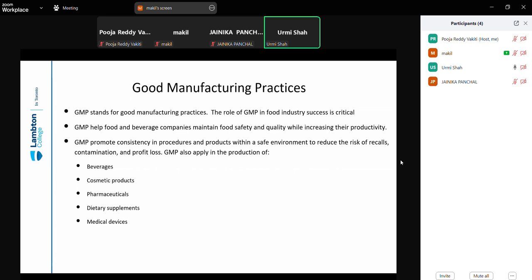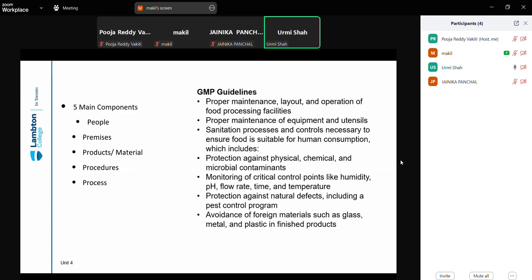For the food industry, GMP helps to maintain food safety and quality while increasing productivity, because if the quality of a product is not good, even if it's cheaper, nobody is going to buy it. Quality is one of the important criteria that every food and beverage manufacturing company requires, and GMP is one of the reasons they can maintain it easily. The five components that GMP targets are people, premises, product materials, procedures, and process.